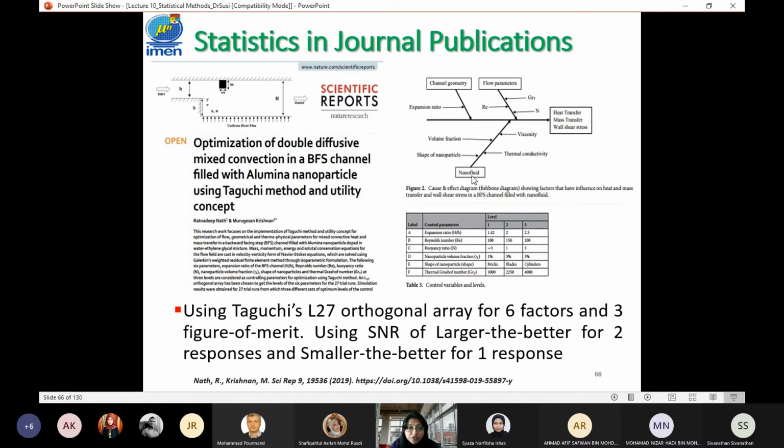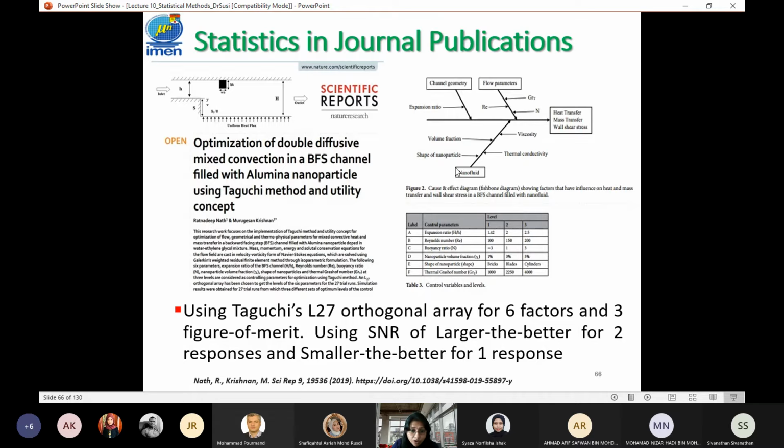In terms of the nanofluid, what factors affect it? The viscosity, the volume fraction, the shape of the nanoparticle, and the thermal conductivity. And what is the output expected from this experiment? The researchers are looking at the heat transfer, the mass transfer, and the wall shear stress, 3 main outputs. So they got hold of 6 control variables.